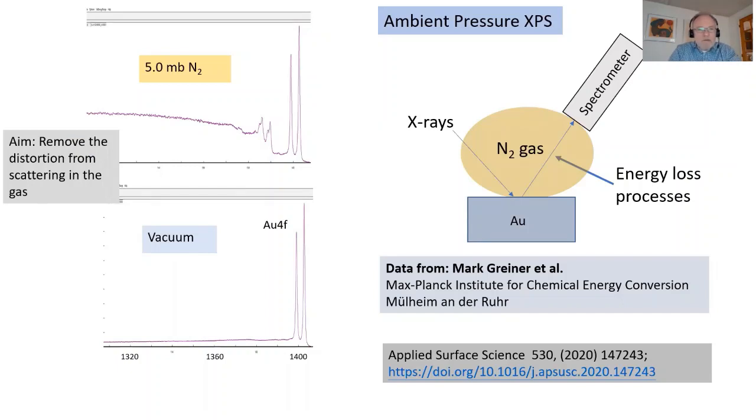So the aim is to remove the distortion from scattering in the gas and bring this spectrum back to what it looked like at the surface. Now we have an inert surface here, gold, and nitrogen gas, so we assure that no distortion of the spectrum takes place at the surface of the gold. As the photoelectrons leave the surface, they'll be the same. So we look for a method to go from this spectrum back to that spectrum.